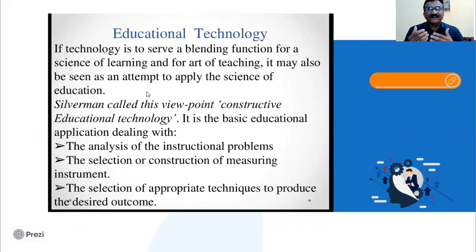Okay, so both are very important at this stage, because whenever we want to connect to the students, the steps alone won't help us at all. Therefore, our art skills approach, how best we are going to impart love and affection towards the students, how you are going to capture their minds towards your learning, that is the most important aspect. Therefore, blending the science of learning and the art of teaching is most important. That is why Silverman called this viewpoint constructive educational technology.